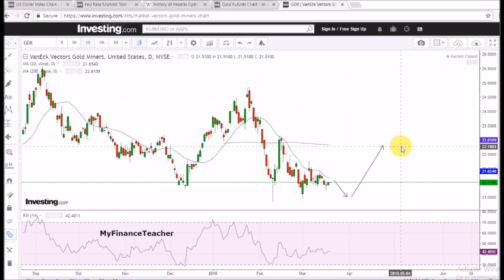So to be honest, I think I might be buying GDX somewhere around 21 or just below that.